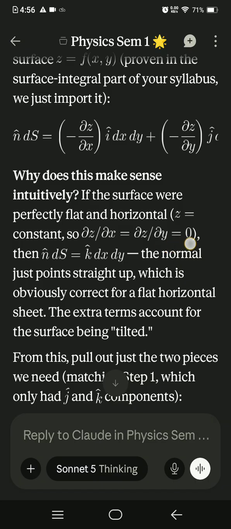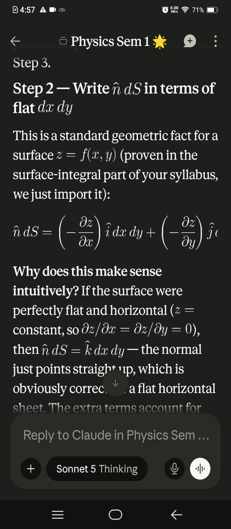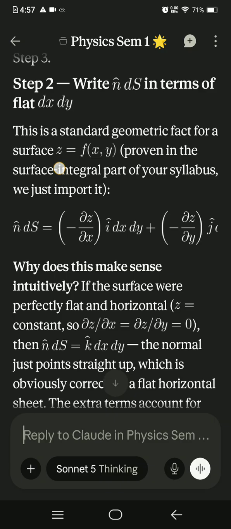This equals 0. Then z is constant. Z would not change. What is the z? I forgot. Z is the surface.